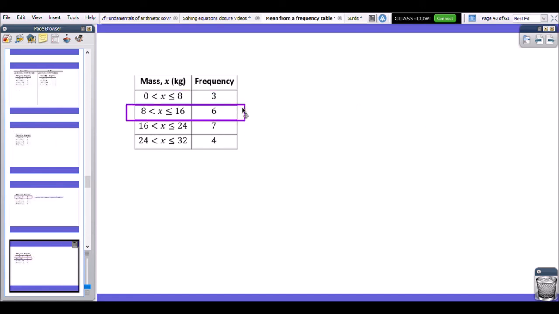What would this second row actually mean? What does this 6 represent? Well, there are 6 people who had a mass of between 8 and 16 kgs. So it's not actually giving us any precise information. It's more vague, isn't it? It's saying 6 people were around this kind of class interval.